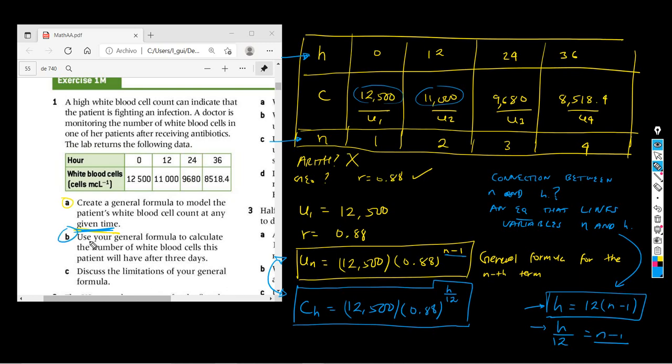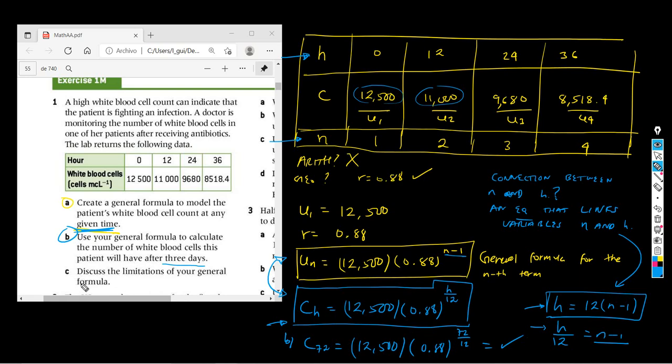Okay, letter B. Use the general formula to calculate the number of white blood cells this patient will have after 3 days. Okay, so now that you have this formula that works with hours, all you have to do is get the number of hours that there are in 3 days, which is 72, clearly, and then just calculate the cell count for 72 hours. So it's going to be this much. You just make that substitution, 72 over 12, calculate this expression, and you're going to get the result. Pretty simple. Once you have this formula, it's pretty simple to solve letter B.